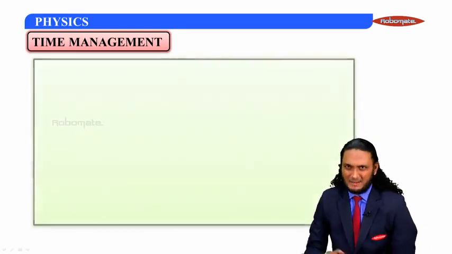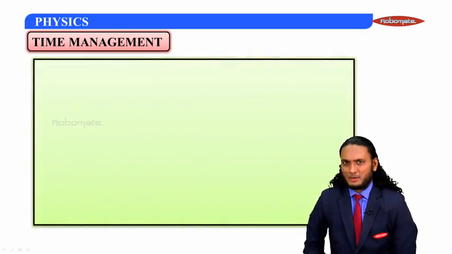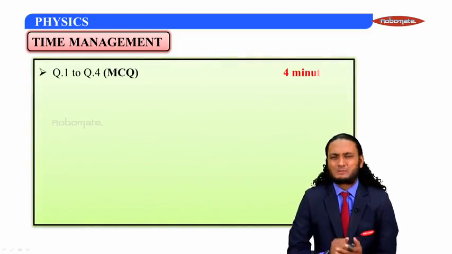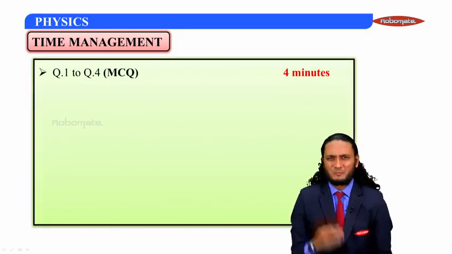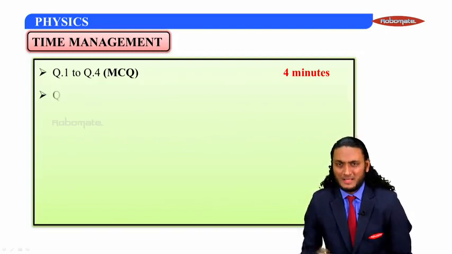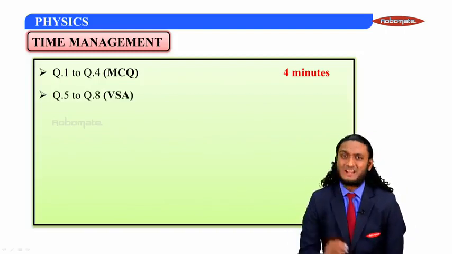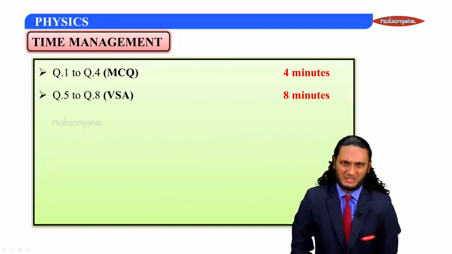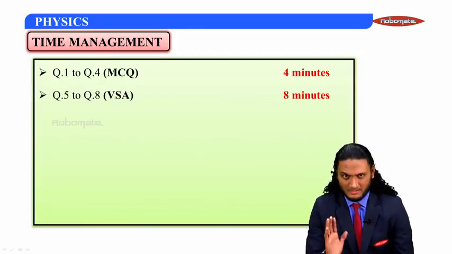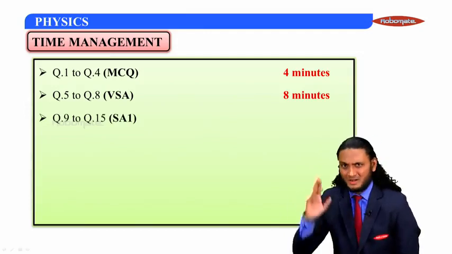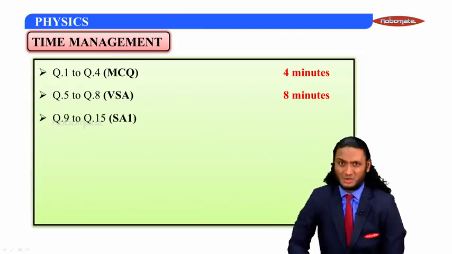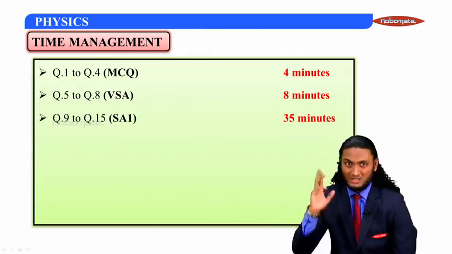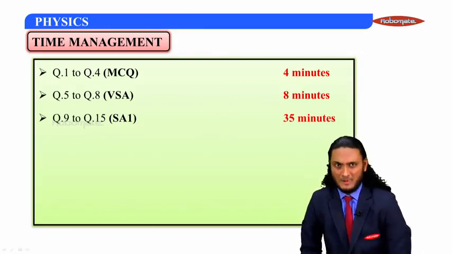Now, students, for time management, first of all, in the paper, question number 1 to question number 4 is MCQ. For the MCQs, you can spend say 4 minutes, a minute each. Then question number 5 to question number 8 are very short answer questions. You can spend a maximum of 8 minutes, that is 2 minutes per question. Then question number 9 to question number 15 is short answer 1, and for this you can spend 35 minutes because they are 2 marks each.